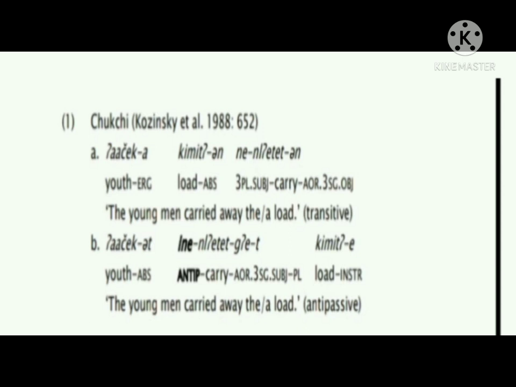Okay, here is an example about antipassive and transitive. In part 1a, the transitive verb carry exists with the ergative subject and absolutive object. In B, the verb is marked with the antipassive prefix ine and no longer exists with the object. The object is now expressed by an oblique case, like instrumental.